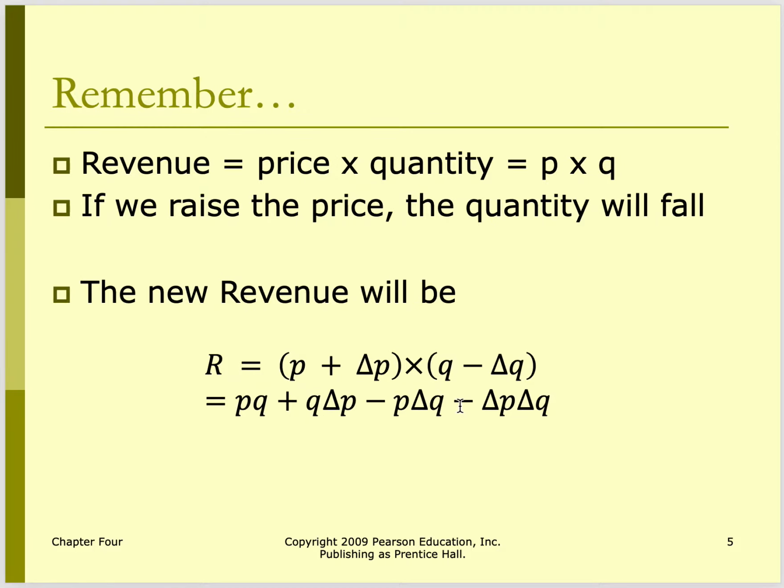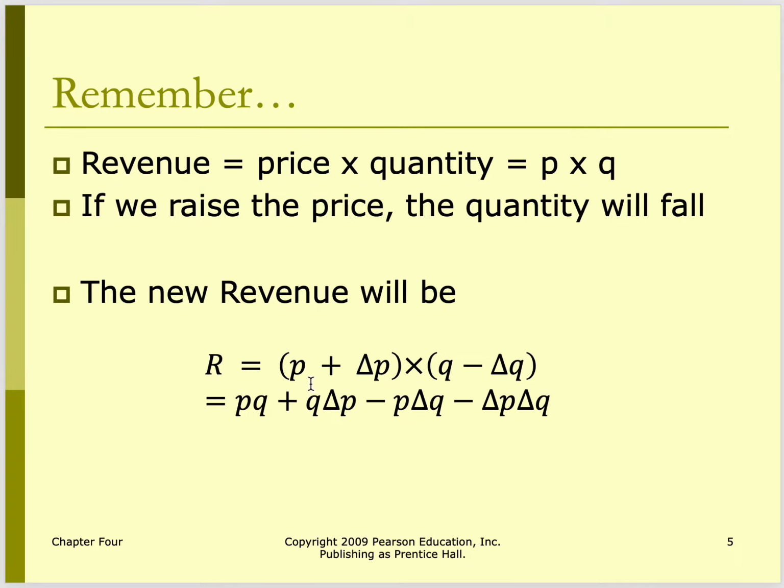So remember, revenue is price times quantity, P times Q. If we raise the price, the quantity will fall, so the new revenue will be P plus delta P, which is a change in price, multiplied by Q minus delta Q. Oh my God, we have to remember the FOIL method from 10th grade algebra? Yes, these things never go away. It's just you probably never use them. And I think some of this analytic capability should be in all business majors, including MBA.